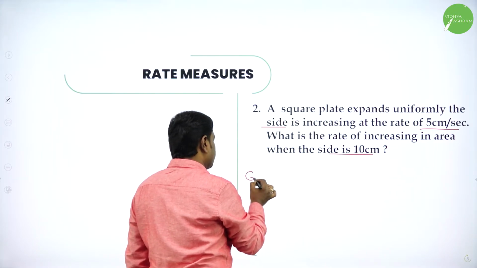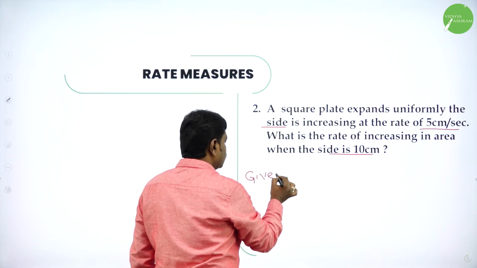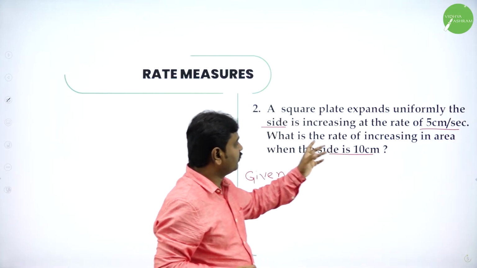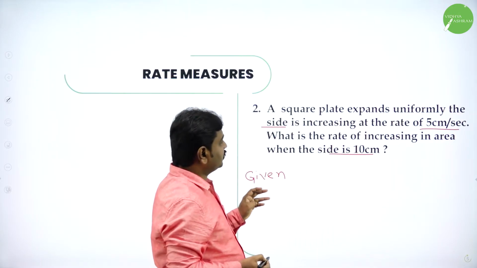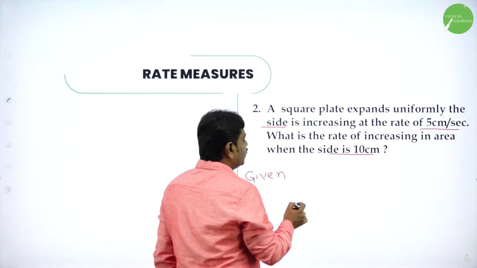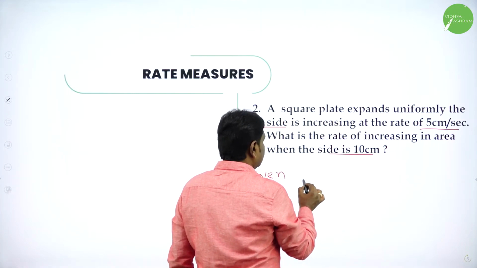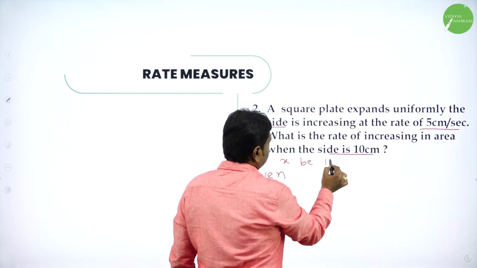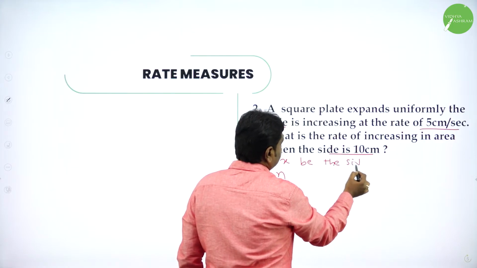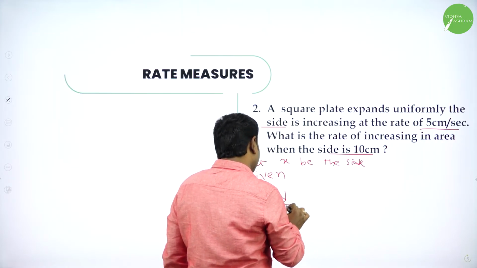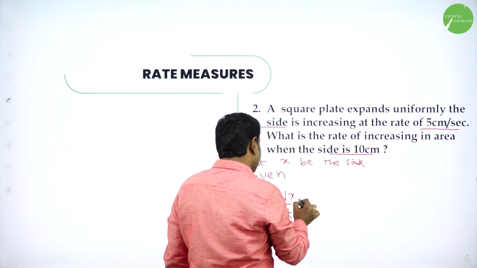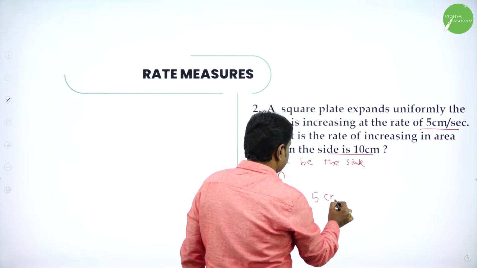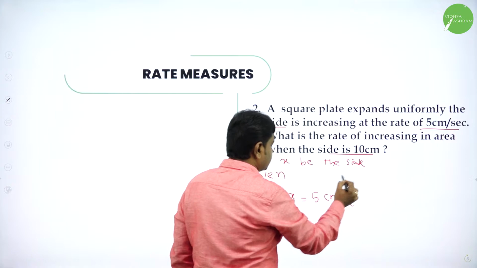First, always to solve the problem, I am repeating, first write what is given. So what is given, my dear students? A square plate is expanding uniformly at the rate of 5 centimeter per second. So the side is increasing. Let x be the side. Increasing means they give d by dt, the rate of increase of side, d by dt of x. What is d by dt of x? 5 centimeter per second. It means the side increases at the rate of 5 centimeter per second.